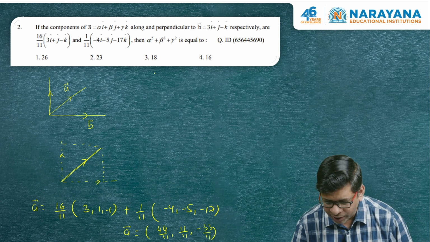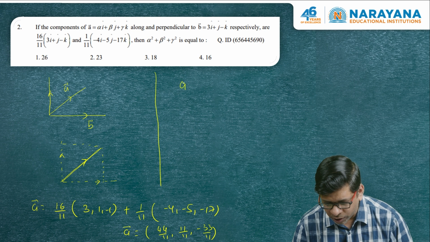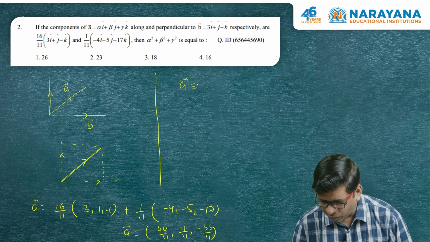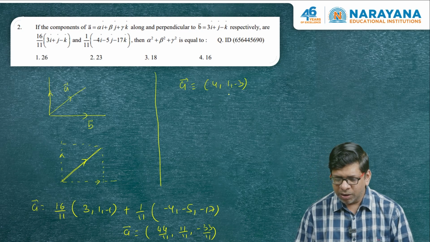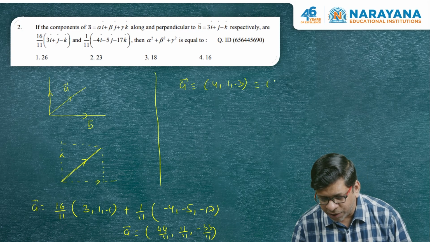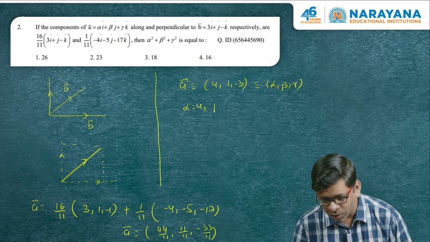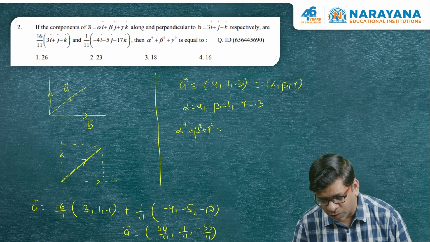So finally you will get here a vector. So what is the a vector? 4, 1, minus 3. Now what they are asking, if this a vector has components alpha, beta, gamma, so alpha is 4, beta is 1, gamma is minus 3. So the value of alpha square plus beta square plus gamma square.